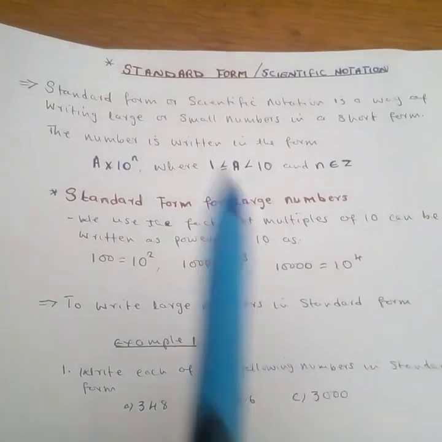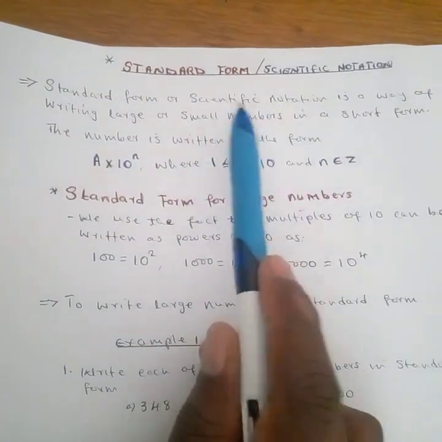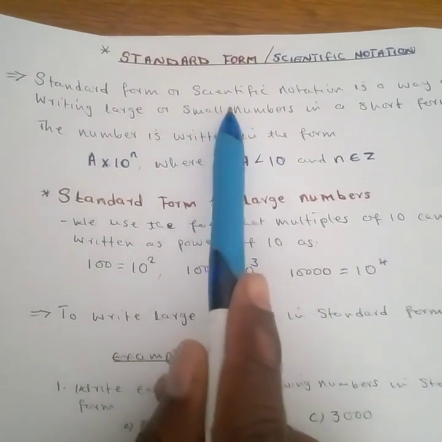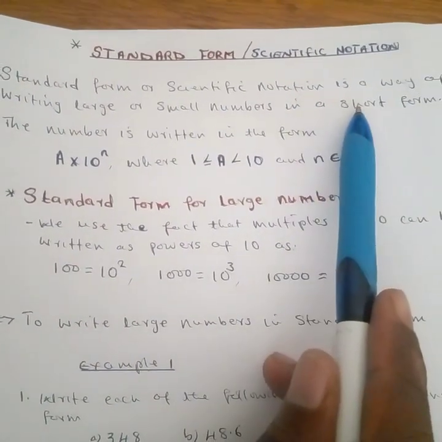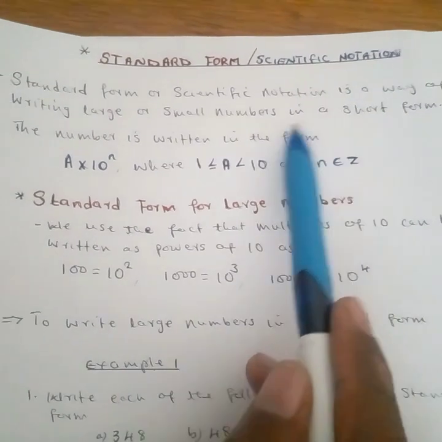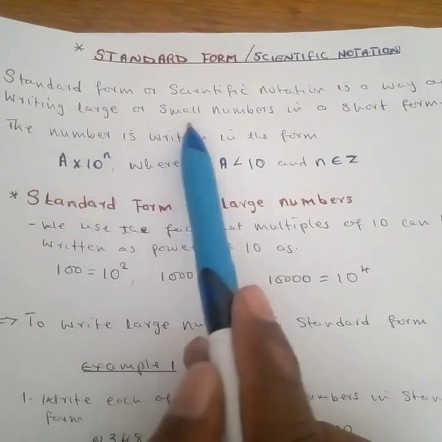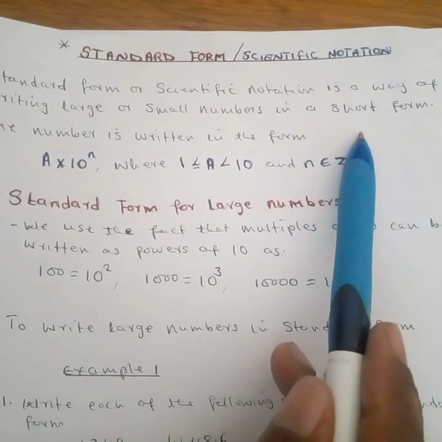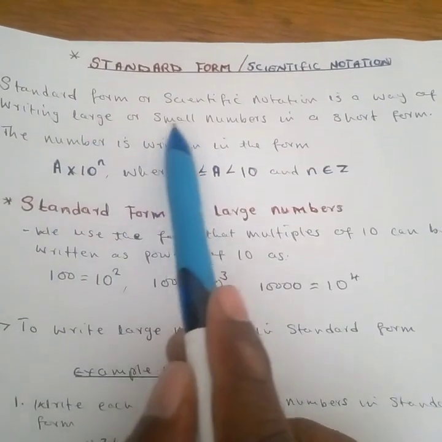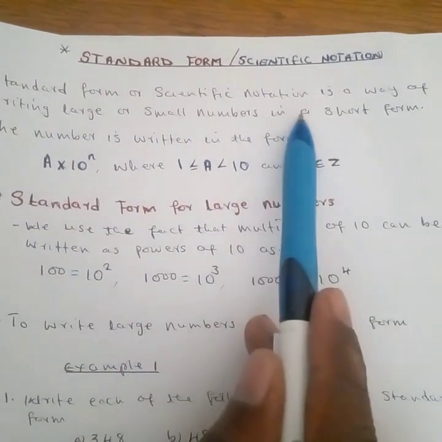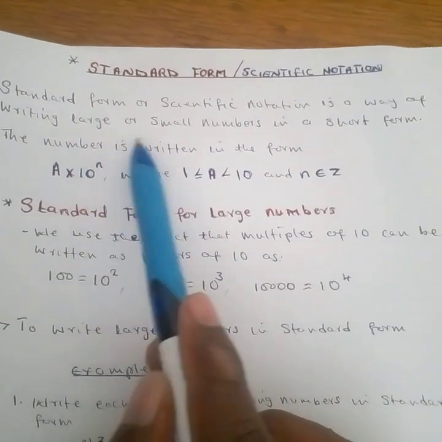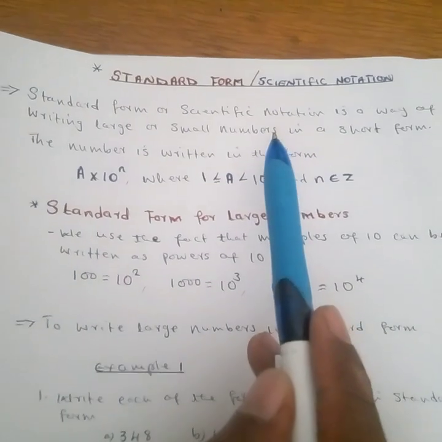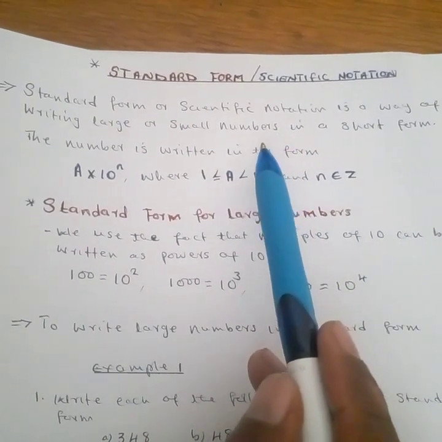Let's begin. Standard form. What is standard form? We are saying that standard form or scientific notation is a way of writing large or small numbers in a short form. I repeat, standard form or scientific notation is a way of writing large or small numbers in a short form. To begin with, there are things that you need to know about standard form.